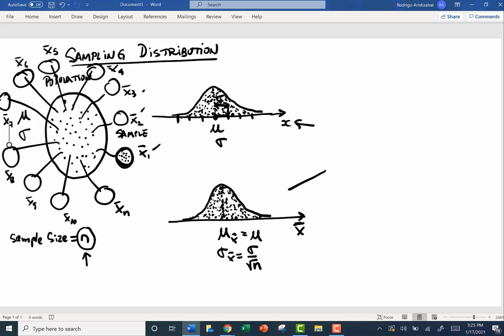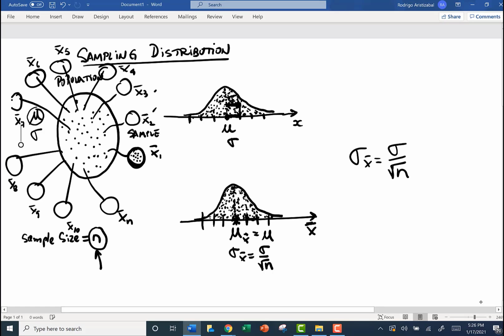Then the standard deviation of this distribution, the sampling distribution of all sample means, will be smaller than the standard deviation of the population. How much smaller? It depends on my sample size. The standard deviation of the population will be divided by the square root of the sample size. Then the bigger my sample size is, the smaller this quantity will be. This distance will be divided by the square root of n. Then the standard deviation will be smaller.